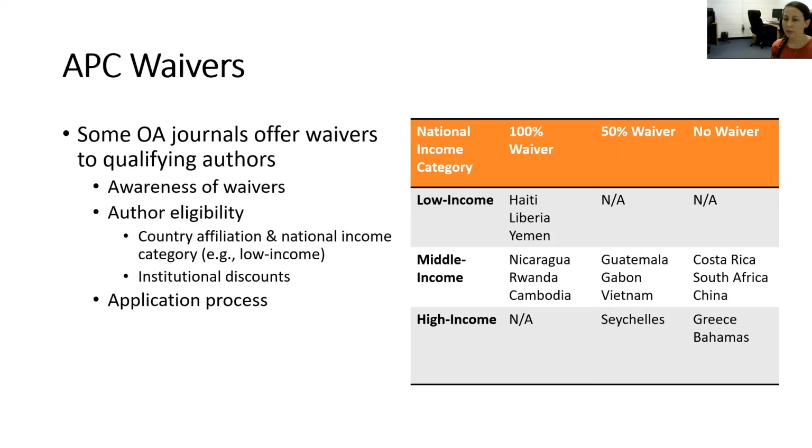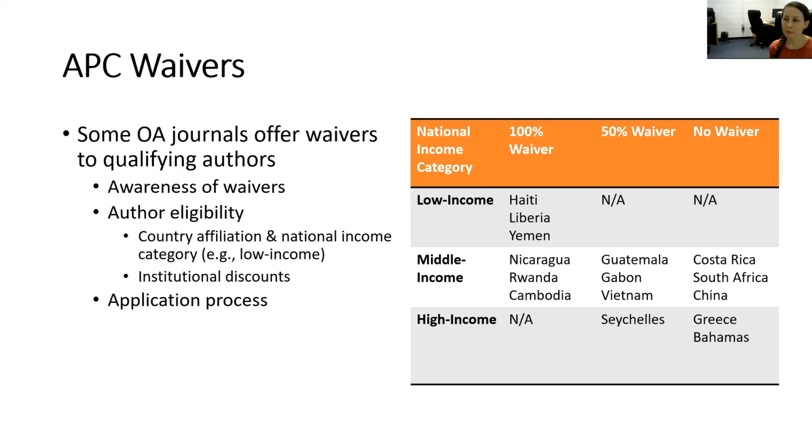So they might offer full or partial waivers to certain qualifying authors to help offset those costs. These can get tricky because it depends on the journal in terms of what they offer, and the awareness of authors might vary. It might not be very blatantly displayed on their website for authors to know if they are eligible for waivers. Even if they know that they're eligible, they might not know how to apply, or the application process itself might make people less comfortable applying.